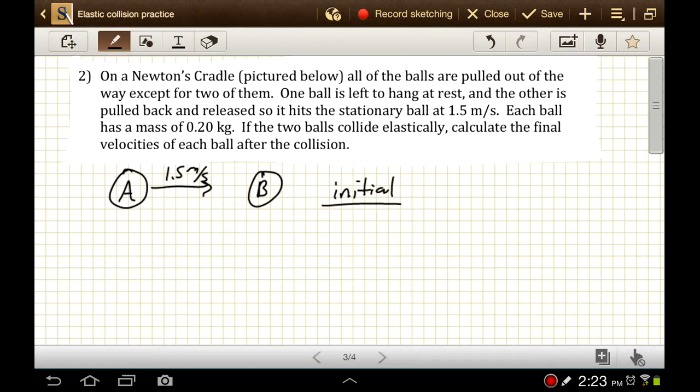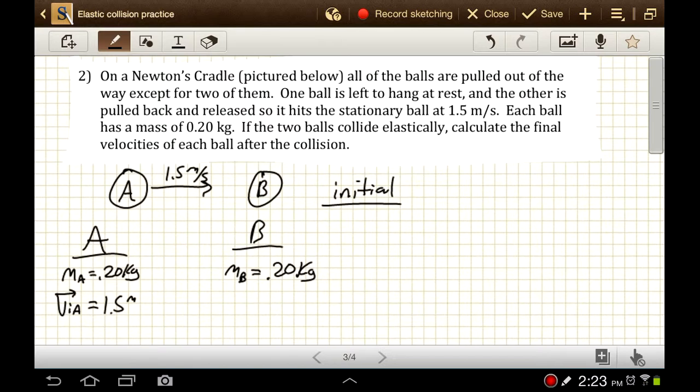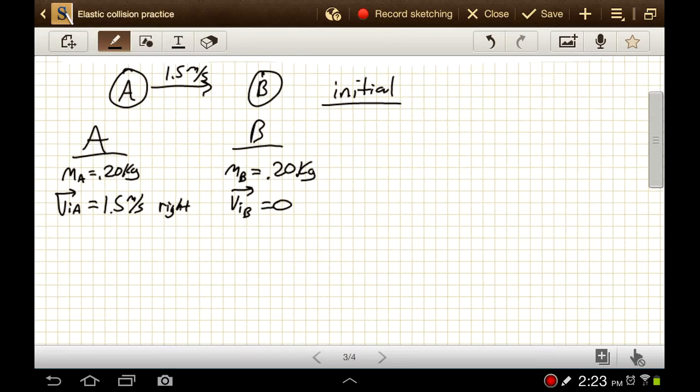So let's separate our given information, ball A and ball B. We've got the masses for each of these are equal, 0.20 kilograms for A, and for B, 0.20 kilograms. We've got the initial velocity for A is 1.5 meters per second, and I call that to the right. And initial velocity for B is 0. And then we're looking for the final velocity for each one.